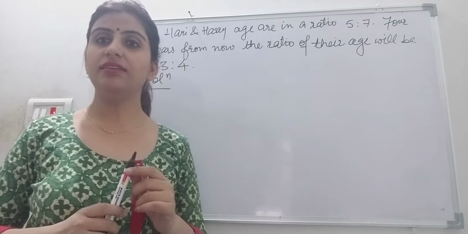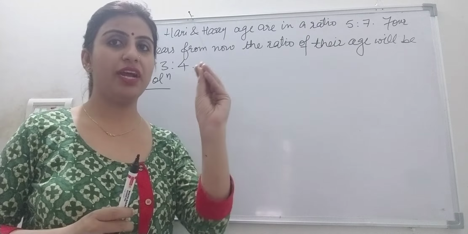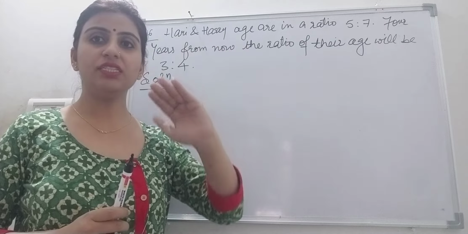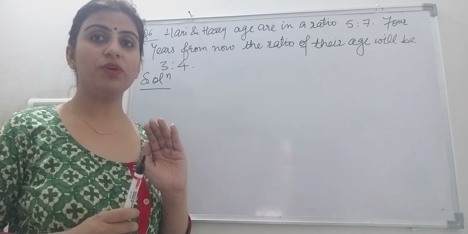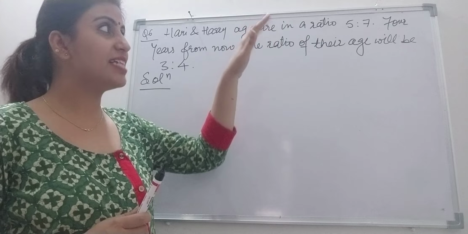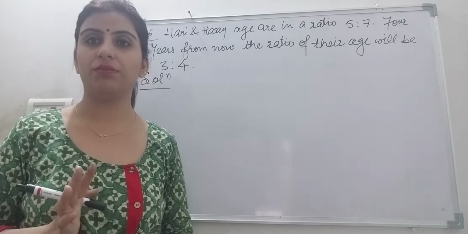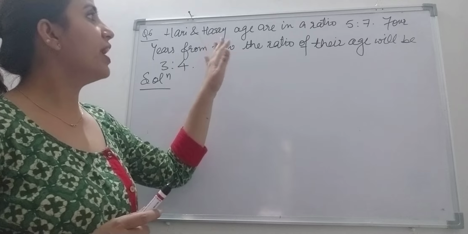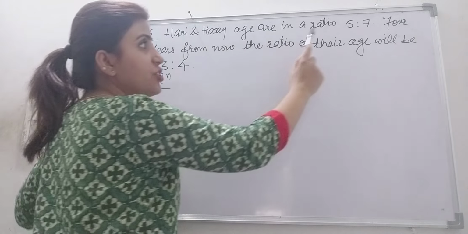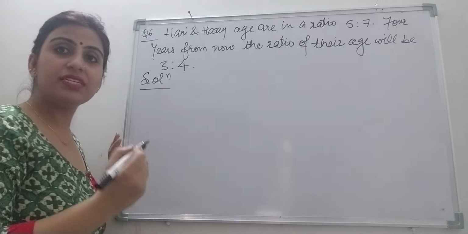Let us understand the meaning of ratio. Ratio we had already done in previous classes. Ratio means converting two numbers into their lowest form. Lowest form means you have to divide both the numbers by the same given number. So first we will find the present ages of the two persons. Hari and Harry's ages are in a ratio 5:7. They are talking about the present age.